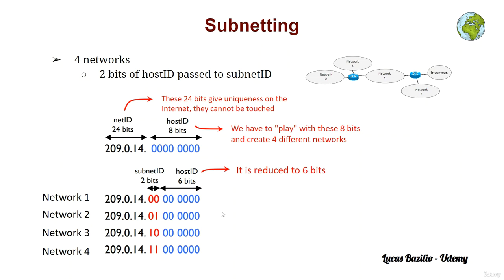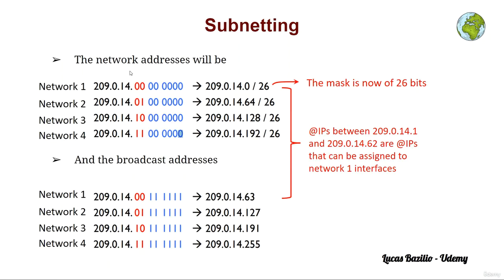Also note that now the host ID is reduced to 6 bits, right? Because initially we had 8 bits, we applied this reduction, okay, and we now have 6 bits for the host ID because we took 2 of the bits to be part of the subnet ID and therefore of the net ID of each of these networks as well. Now let's study the new masks of these networks. So the network 1 will have this mask. Keep in mind that here the mask will be of 26 bits for all of these networks. That's why we see here /26.